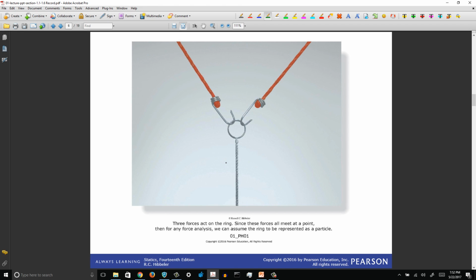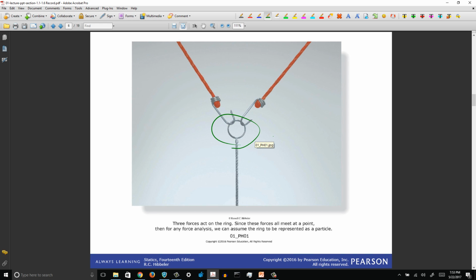Now, models or idealizations are used in mechanics in order to simplify applications of the theory. Here we will consider three important idealizations. The first is a particle. A particle has a mass, but a size that can be neglected. In this instance, the particle is the ring.